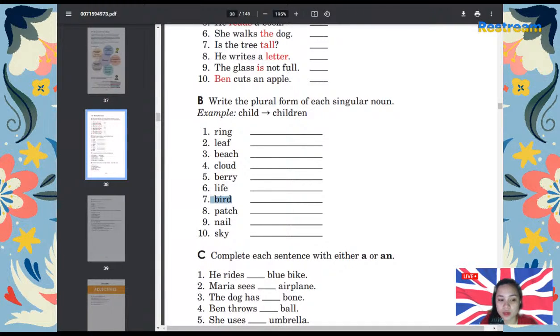Next, number seven, we have bird. This one is very simple. It ends with the letter D, so you would just add the letter S. So it becomes birds.